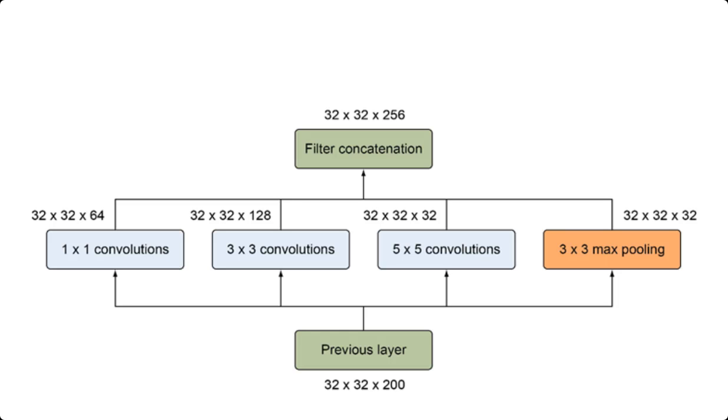The input volume with the dimensions of 32 by 32 by 200 will be fed into the 5x5 convolutions of 32 filters with the dimensions 5x5 by 200. This means the total number of multiplications that the computer needs to compute is 32 by 32 by 200 multiplied by 5 by 5 by 32, which all put together brings more than 163 million operations.